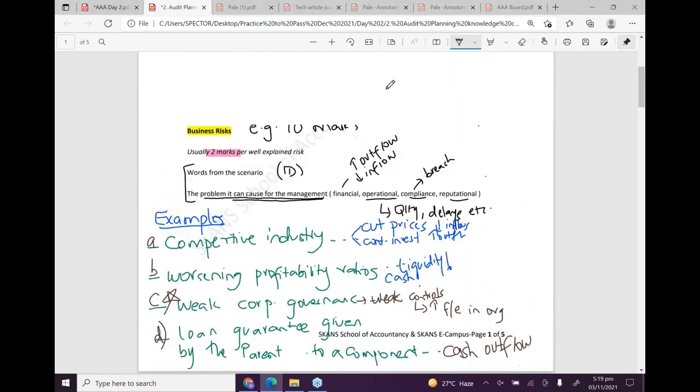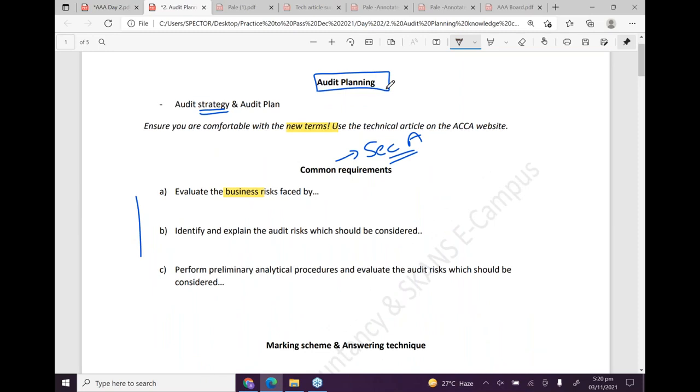So if I go back, if I'm asked to evaluate business risk, rule number 1, remember it will be 2 marks per risk. So remember, for a 10-mark requirement, this means I have to find 5 risks and have to complete my answer in 15 minutes. Remember, the rule is 1.5 minutes per mark.